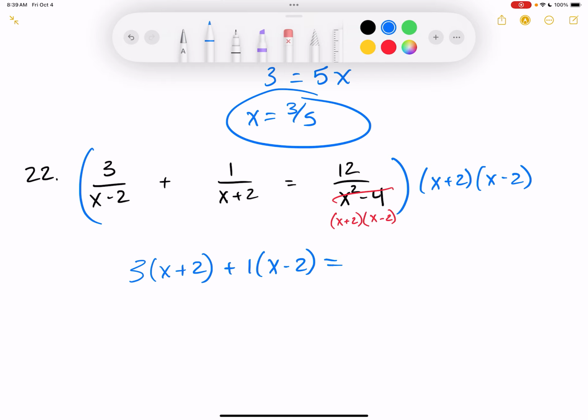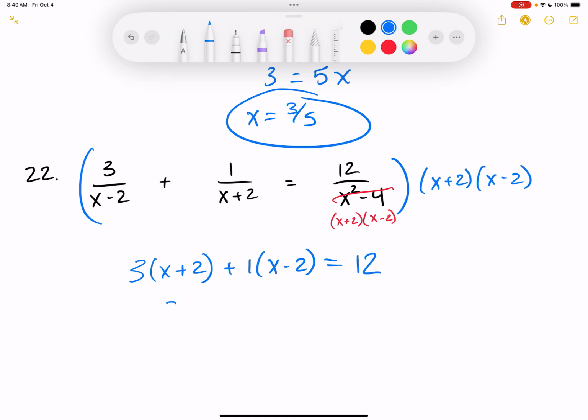equals, over here, I have an x plus 2 and an x minus 2, so when I multiply by that, everything cancels, and I'm just left with the 12 that's on top. So from the start, I have completely eliminated my fractions. Like I said, I could have done this the same way as the other problem, but this makes it a lot simpler and gets rid of fractions right away.